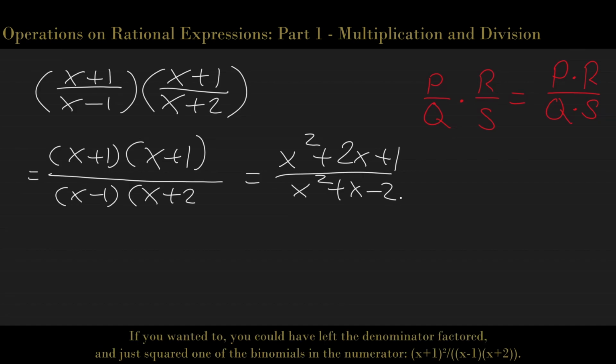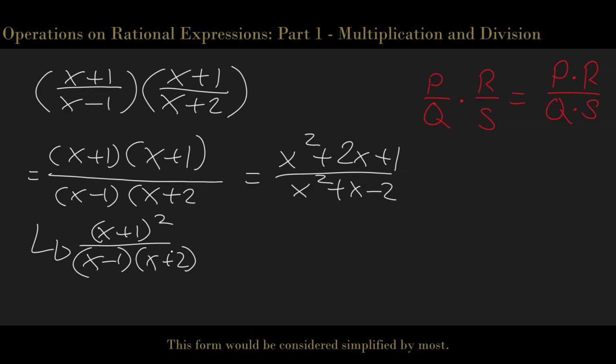If you wanted to, you could have left the denominator factored and just squared one of the binomials in the numerator: x plus 1 squared divided by x minus 1 times x plus 2. This form will be considered simplified by most.